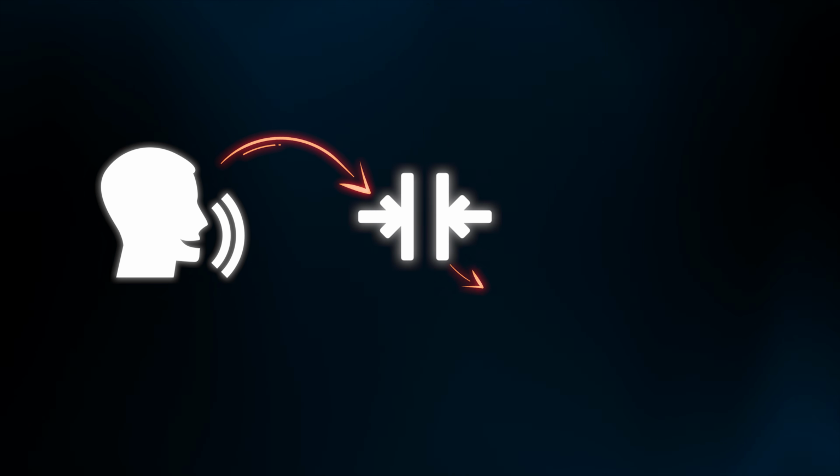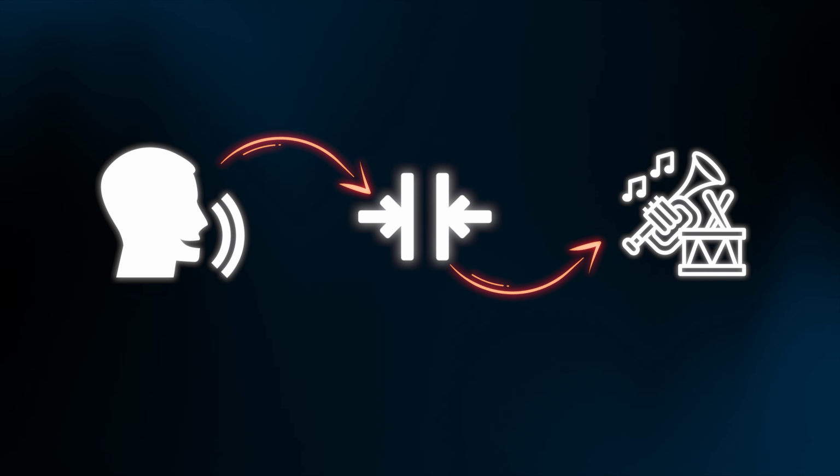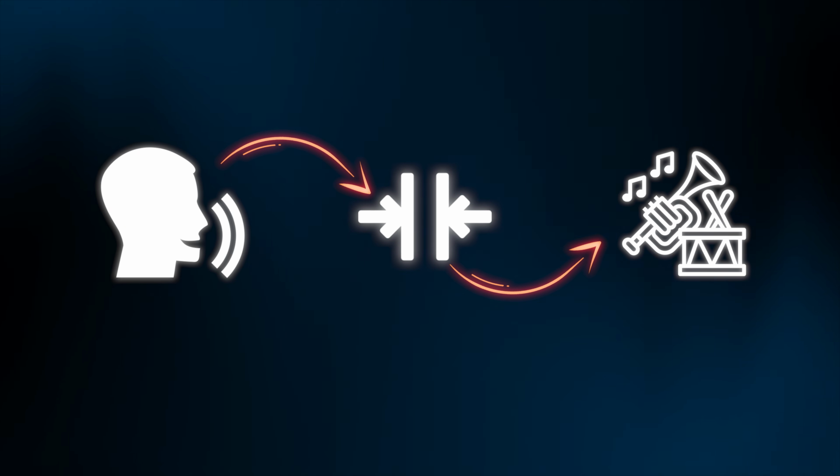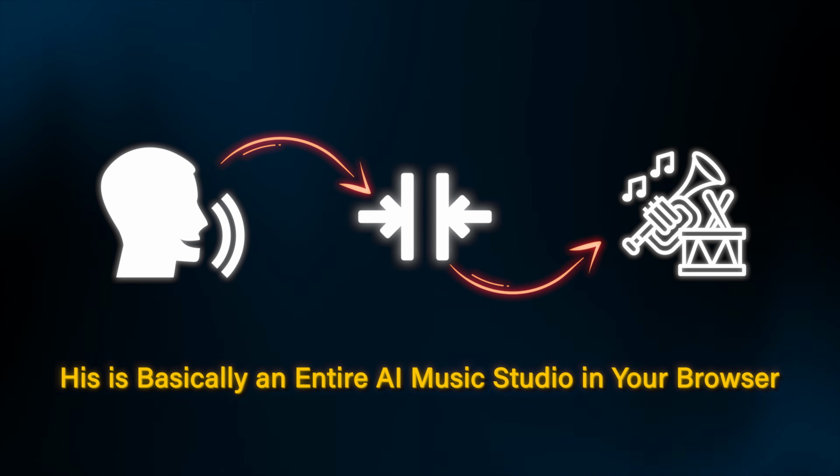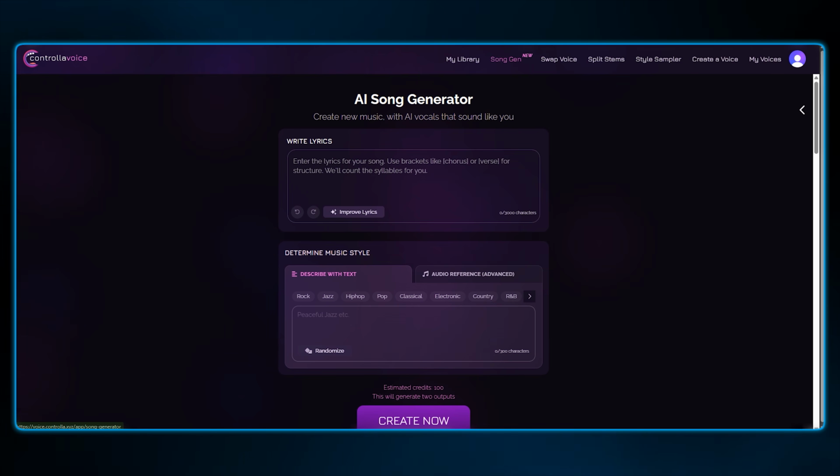So today, I'm going to create a full AI song from scratch on Controlla, put my voice on it, and then we are going to explore splitting the stems and turning my voice into a musical instrument. This is basically an entire AI music studio in your browser. Let's get into it. First things first, we need a base song.